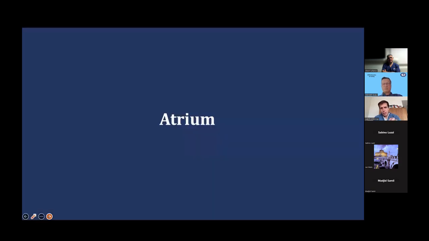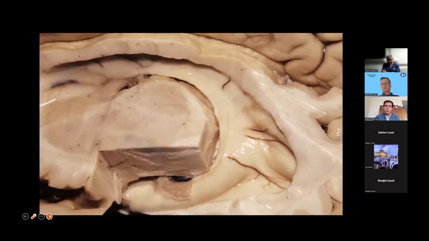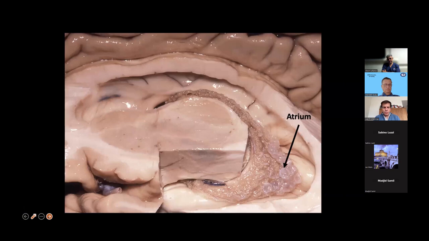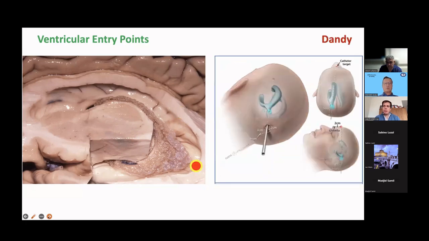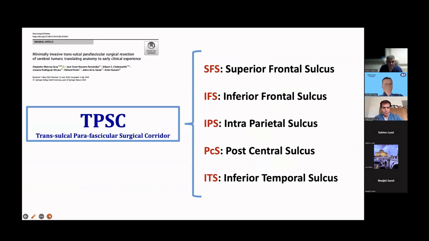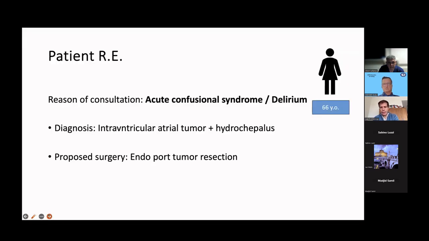This is anatomy in practice. Atrium. This is the atrium, and can we observe the atrium after removing the choroid plexus? The choroid plexus in the atrium is a very important structure, and there exist different entry points. The Keen point is very useful. I use it to put the proximal catheter in a ventricular atrial shunt or ventriculoperitoneal shunt. Variants are the Frazier point, Dandy, Sanchez. And other very important options are the transsulcal parafascicular surgical corridors. In this case, to approach the atrium, the intraparietal sulcus is very important. This in red is the intraparietal sulcus. There are the specifications, and this is a clinical case with anatomy in practice.